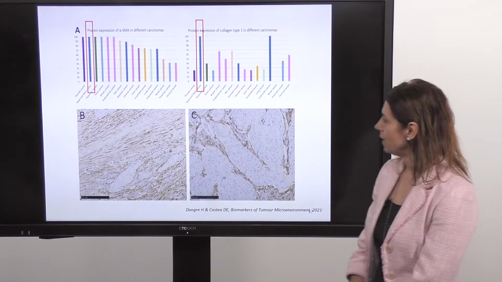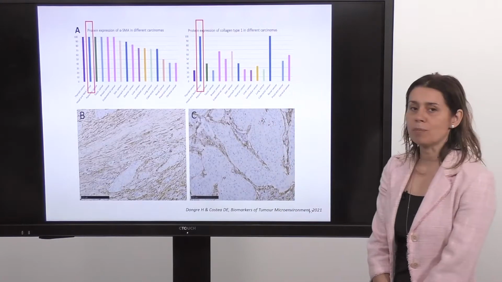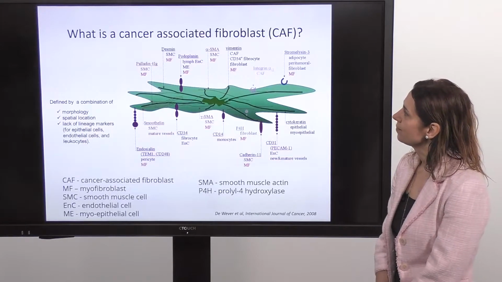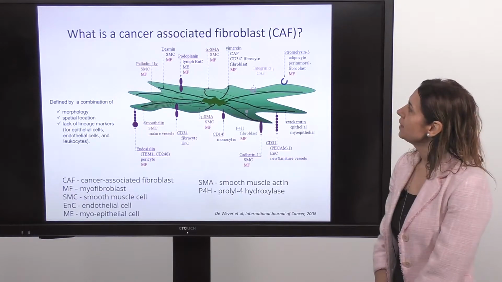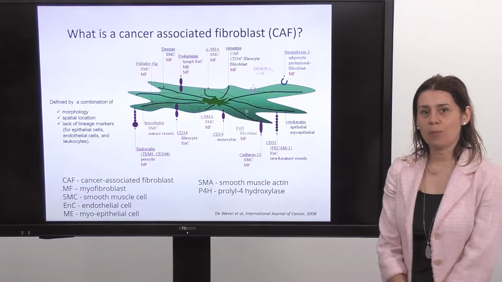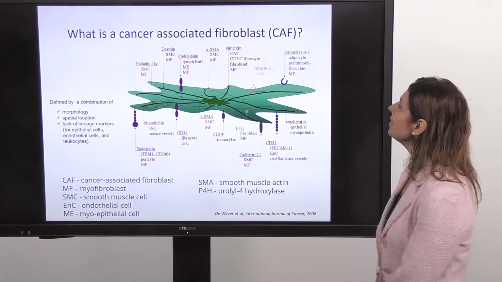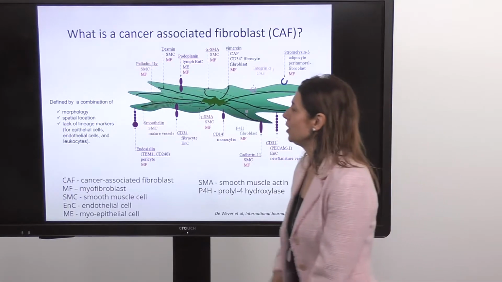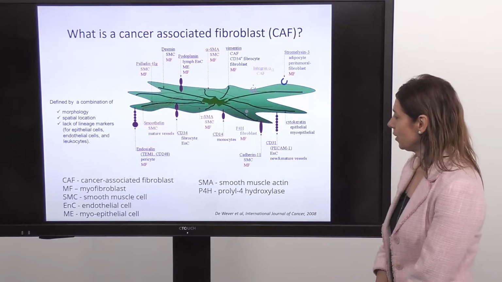Here it is depicted in two different patients with alpha smooth muscle actin, which is a marker of the myofibroblast. So then we deal again with the same question: what is then a cancer-associated fibroblast? It is a fibroblast that surrounds the tumor islands, of course. So again, the definition is by morphology, by spatial location, and lack of lineage markers.